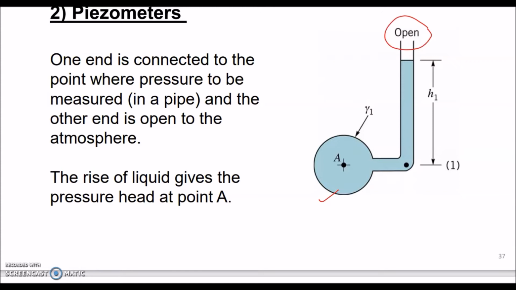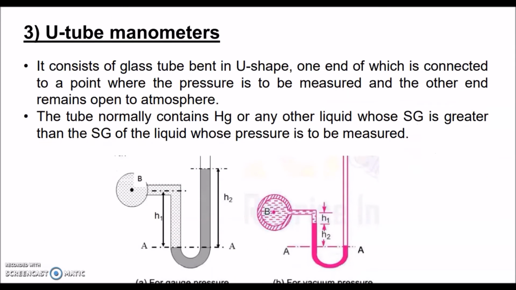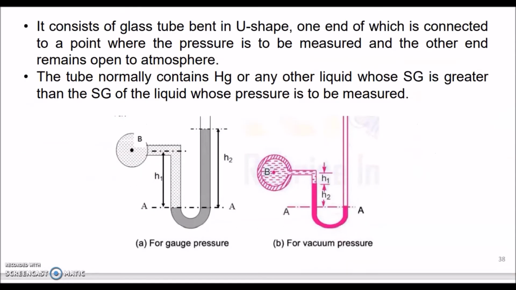How do we measure pressure using a piezometer? It is based on the rise of liquid at point A. So the rise of liquid, H1, is the reading for pressure using the piezometer. Then we have the U-tube manometer. It consists of a glass tube bent in a U shape. One end is connected to point B, you can see here point B, and the other end remains open to the atmosphere.